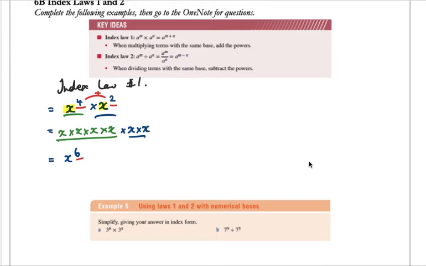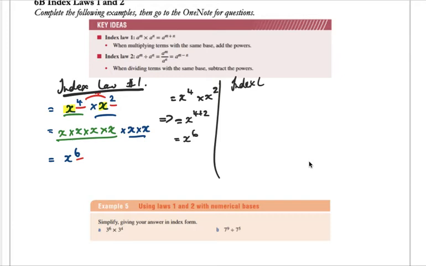So instead, we can look at this with our shortcut. x to the 4 times by x to the 2, same base, means x to the 4 plus 2, which becomes x to the 6. Now this is our first index law. Let's move on to the second index law, and it's quite similar.